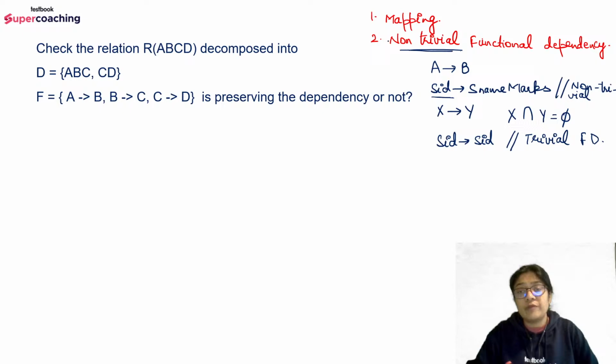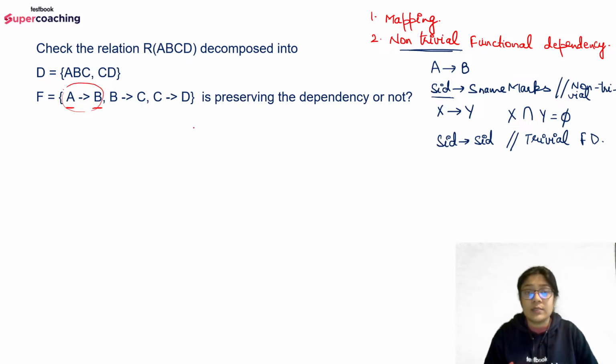method and the non-trivial functional dependency. Mapping is very very simple. जो भी dependency के attributes हैं, functional dependency में अगर हम first functional dependency की बात करते हैं, we are getting two attributes, that is A and B. So अगर ये दोनों attributes किसी भी relation का part है, तो that means that relation will be preserving that dependency. What do I mean by this point?